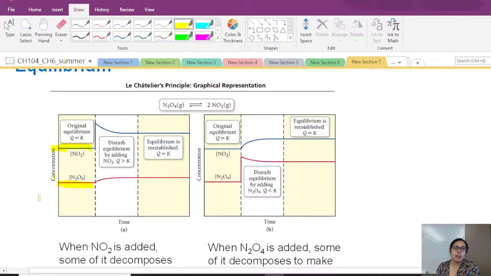And all this means is that our amounts of N2O4 and NO2 are not changing. They're still reacting back and forth, but overall our concentrations are remaining the same. So that's all we mean at equilibrium. Now, let's see what happens.